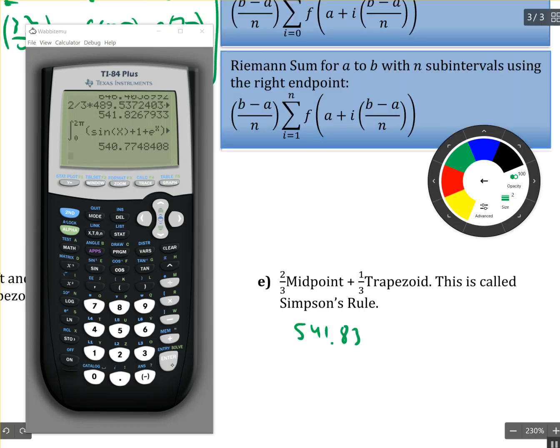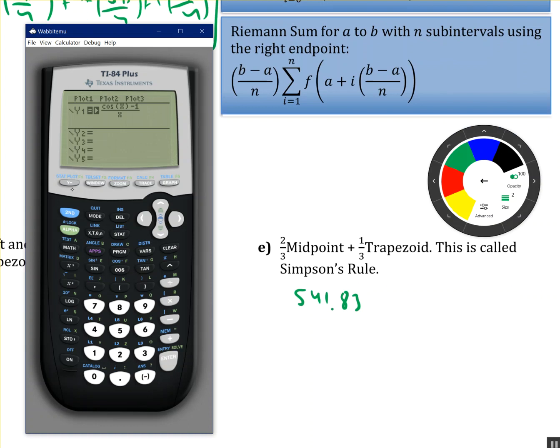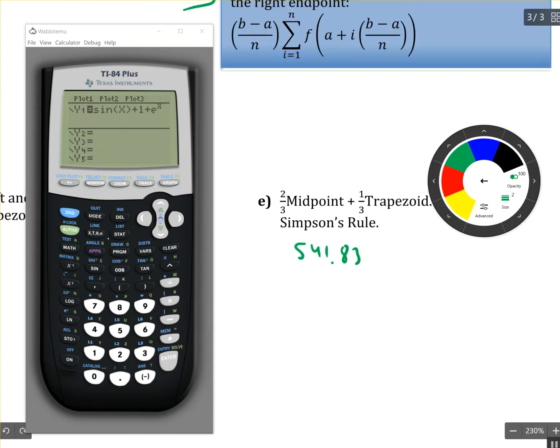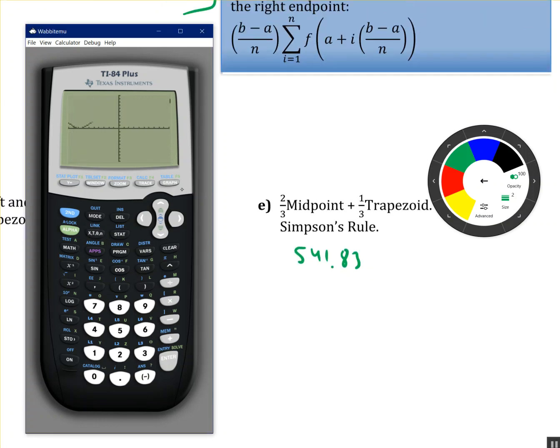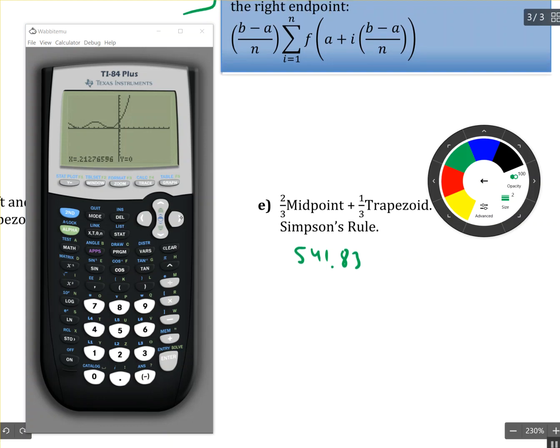We used 4 rectangles to approximate this function here, sine of x plus 1 plus e to the x. So let's take a look at that. So I used it to approximate this guy from 0 to 2 pi. Pretty cool. Anyways, that is it for this lesson.